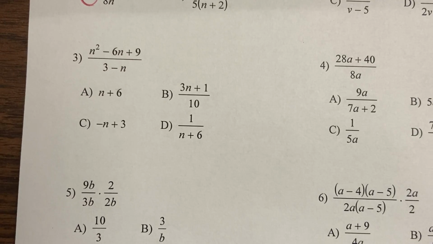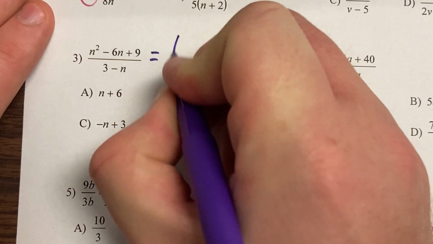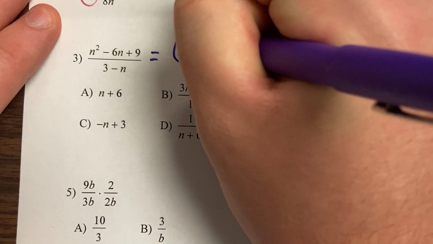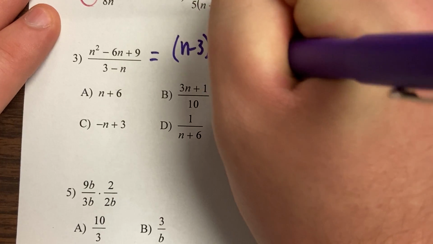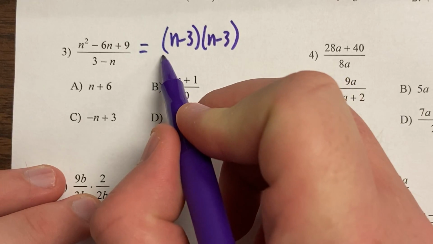All right, number 3, very similar setup here. I'm going to go ahead and factor the top. I think I have n minus 3 times n minus 3. I know I'm skipping some steps. Again, the factoring skill, I'm just assuming you know how to do it by now. So that's what it should be factored.